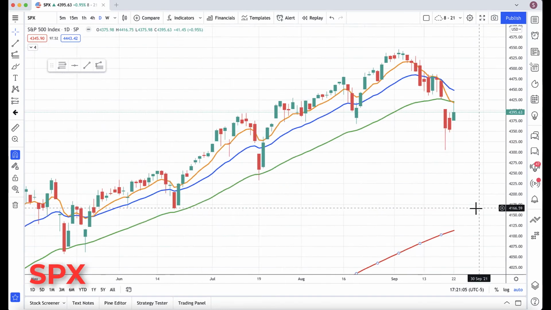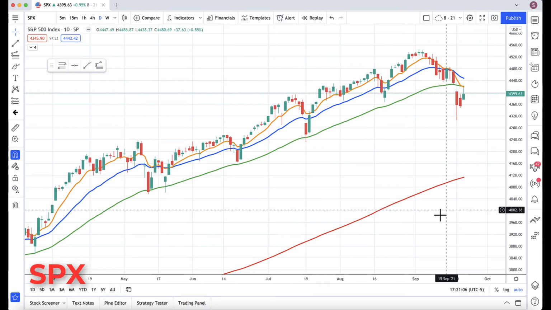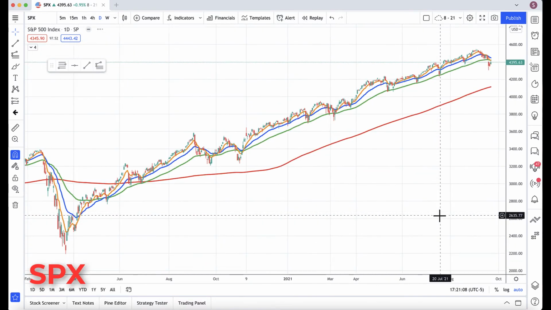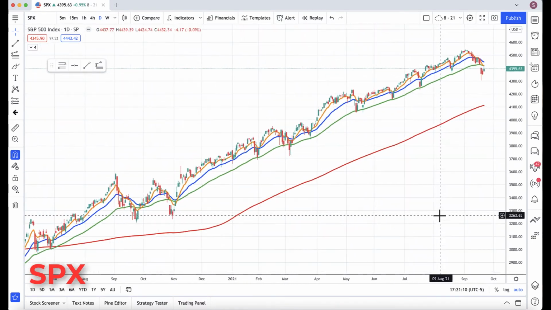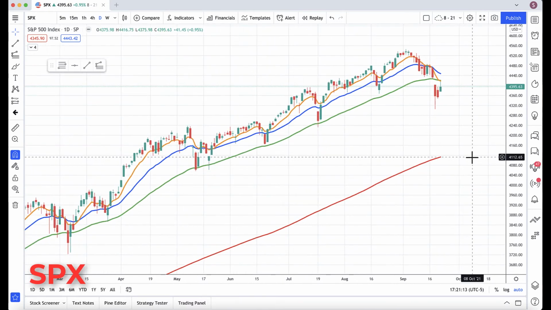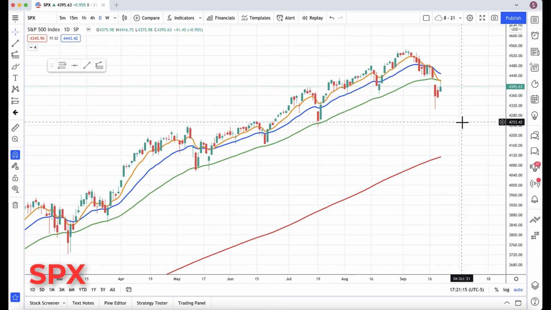There you go. Now where is that? That's all the way down here, which we haven't had contact with in some time. But that's a very key level. Some people ask, well, do I use the 100?